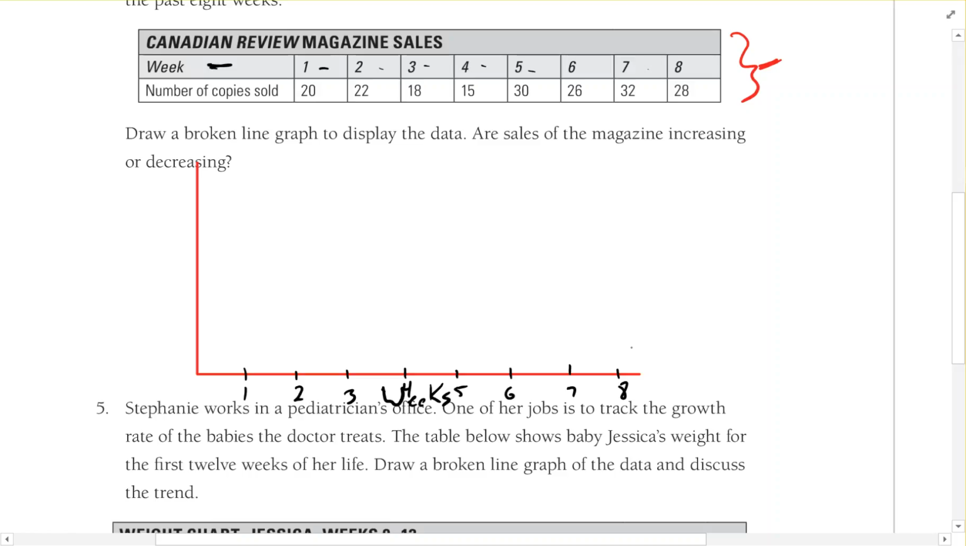And then going up the side, it goes from 20 up to 28. So if you can, you usually want to start on this side. So number of copies sold here. Let's write that down too. So number of copies sold is what's going to be going up the left side here, up the y-axis.